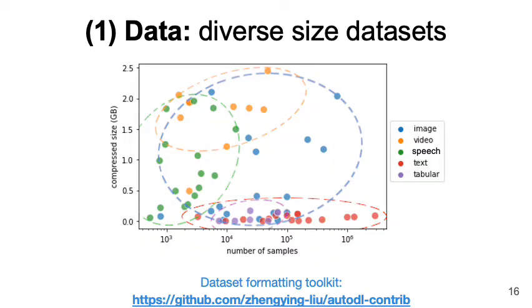On this slide, you can appreciate the diversity of datasets in terms of number of samples and compressed size. Each point represents one dataset, and the color represents various modalities considered: image, video, speech, text, and tabular data. Image, video, speech datasets are the largest in terms of compressed data, while text datasets are the largest in terms of number of examples.